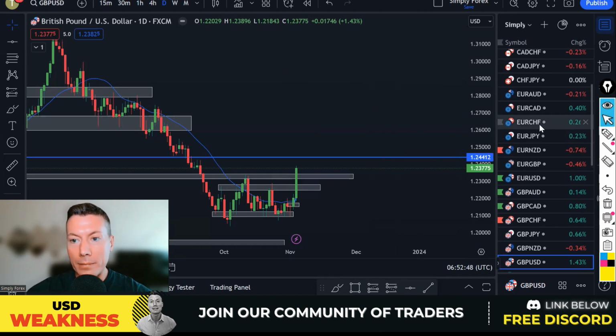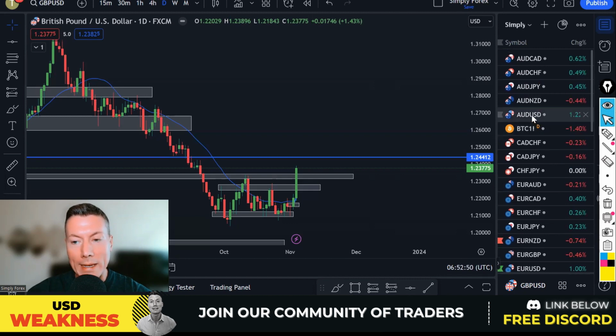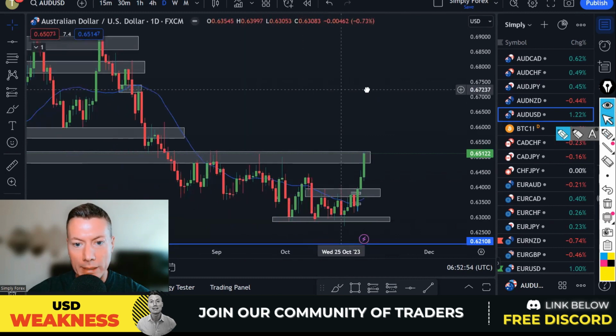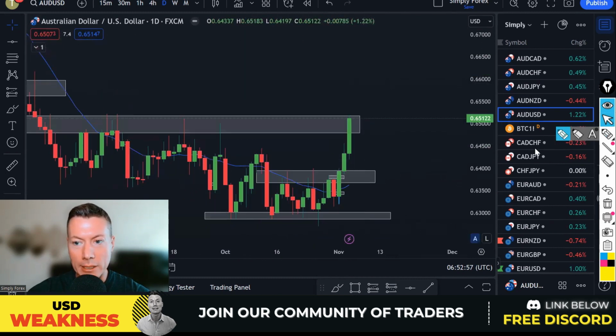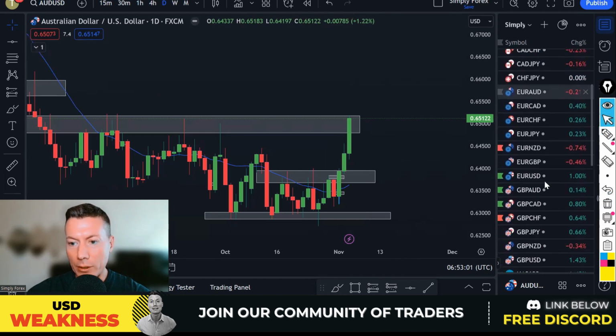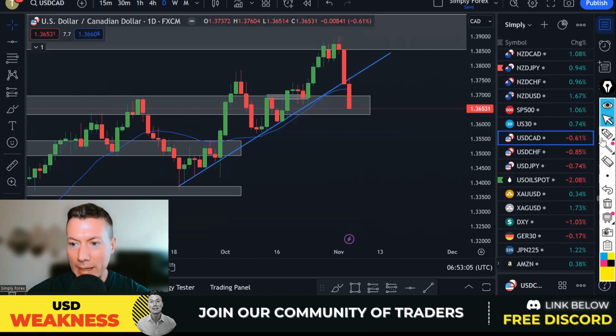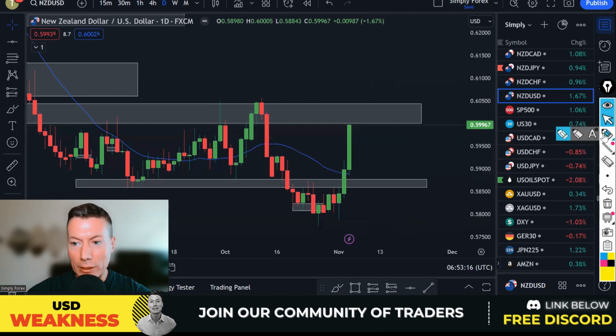So there's lots of US dollar weakness, but some of them, like Aussie dollar US dollar, for example, if we look at the day chart, it's literally at resistance, so we can't trade it. If we look at US dollar Canadian dollar, again, I would like to short this. I think we can do this and then this. But again, we're at support, all right? Same with New Zealand dollar US dollar. We're literally at resistance.